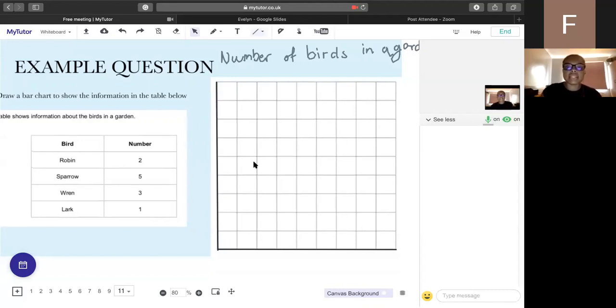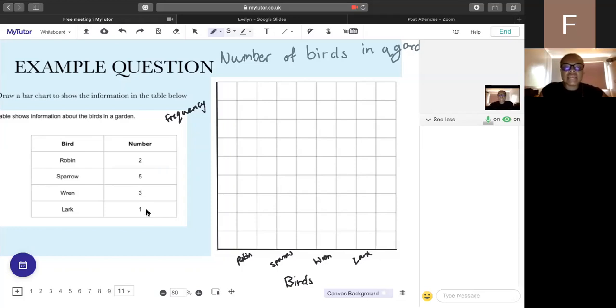So let's label it first. So we've got birds over here. So birds will be our category, and frequency, which I'll just write over here. So frequency is our vertical axis. Now you can have each category of birds on your x-axis as well. So let's say robins, then you have sparrows, wrens, and larks.